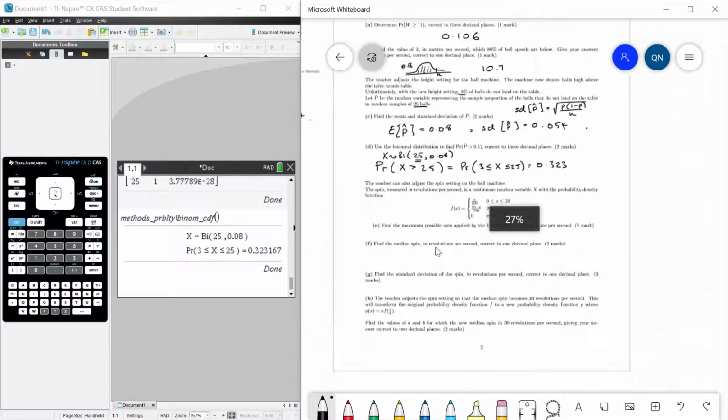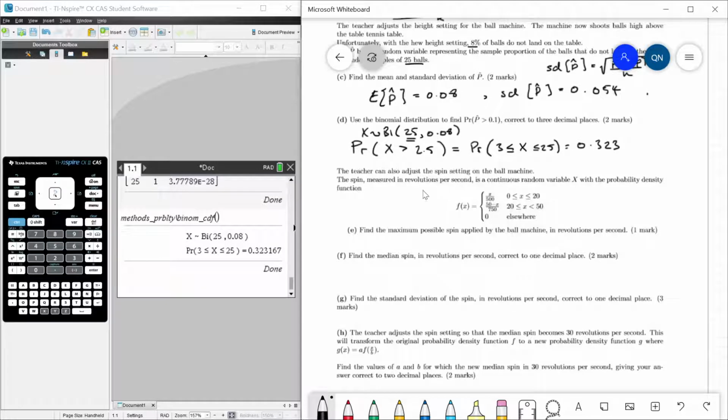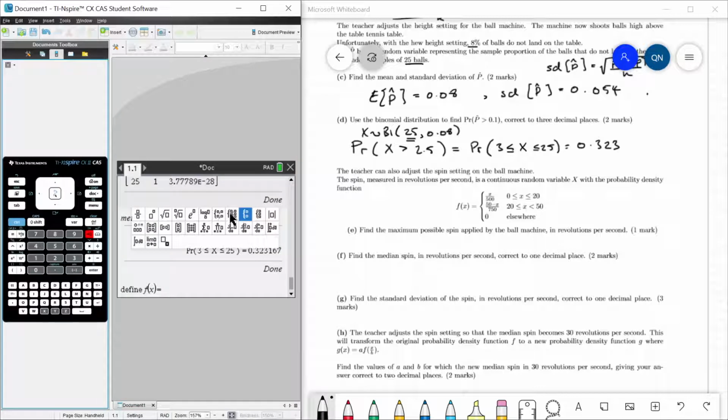The teacher can also adjust the spin setting on the ball machine. Random variable X, probabilities, density function, piecewise function. So let's go ahead and define f of x equals a piecewise function. I'm going to go to, which template was it? This template. Now there's three different kinds of functions here, but we don't really need to worry about the zero because that's just outside our domain.